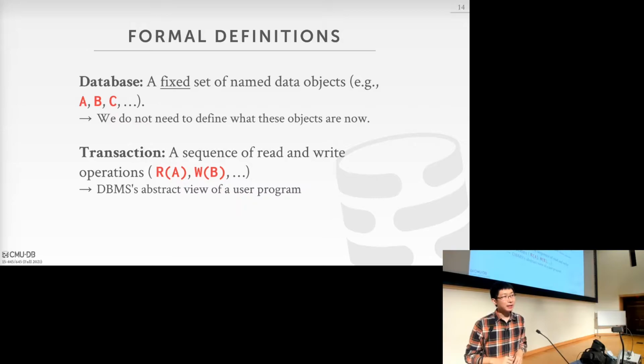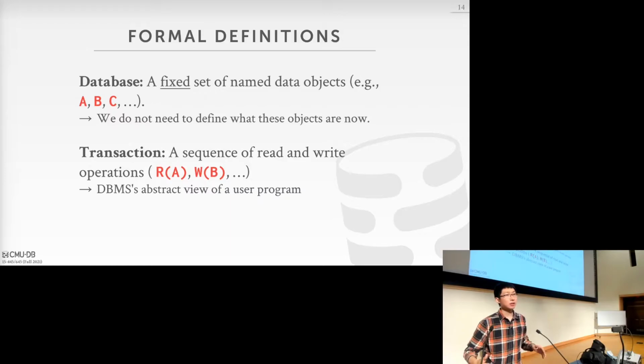And the second is that when I give these objects the transaction operates on as simple names, we actually don't care whether these objects are an entire table, a tuple, a page, an index, etc. Because the algorithm to deal with concurrent operations will remain pretty much the same no matter what is really inside the objects, as you will see later in the class. The algorithm only cares about whether you perform a read or a write, etc. It wouldn't care what the content of these objects is.